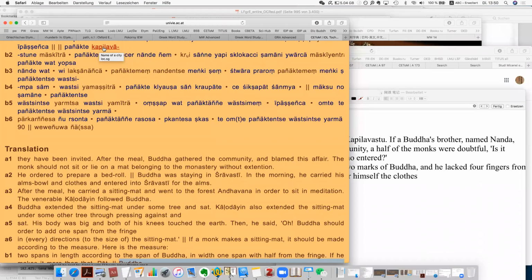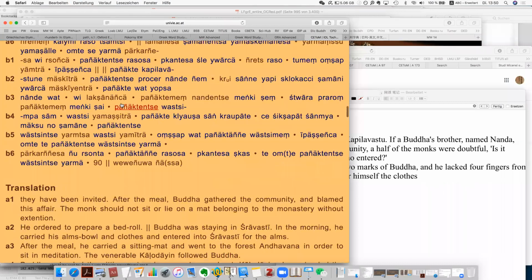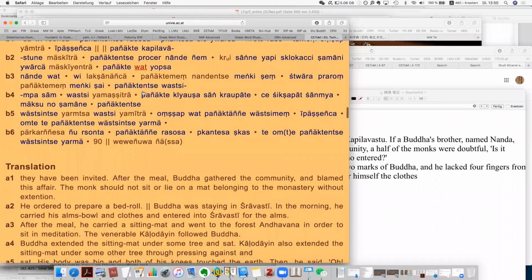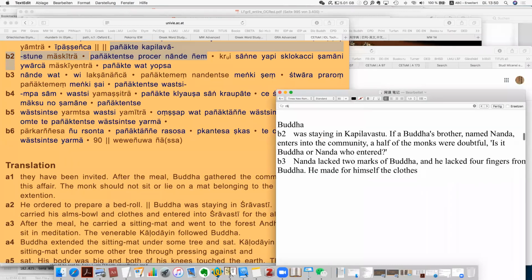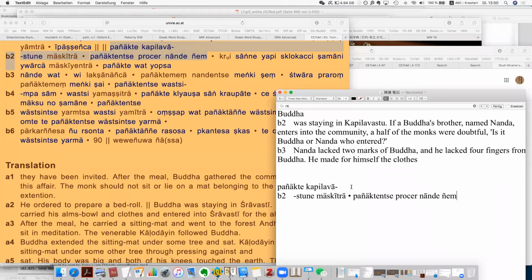It's a place name. It's a city, yeah, Kapilavastu. I made it bigger. So this is Kapilavastu, and this Kapilavastu ne, we won't read a lot. I just want to explain the grammar.